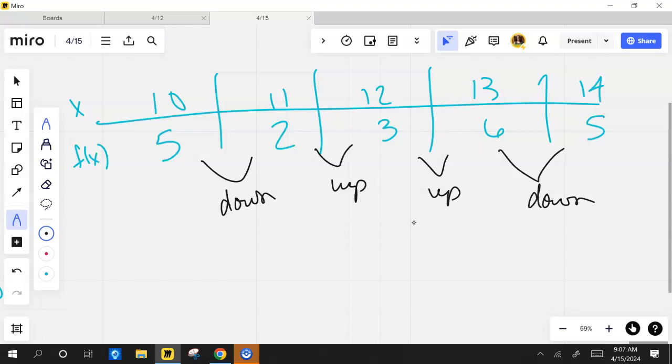Well, if you look, the derivative at 12 right here, if I'm going from up to up, the derivative can't be 0. Now it's going to be 0 somewhere in between where I'm switching from up to down or down to up, but it can't be 0 there because I'm steady going from up to up. Does that make sense? I can't change signs.